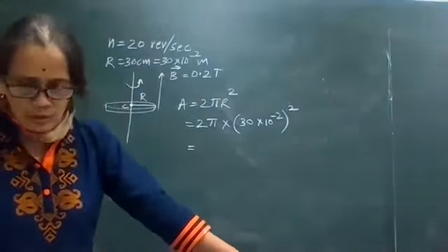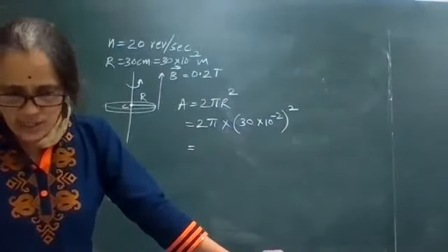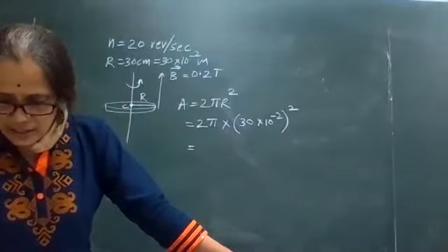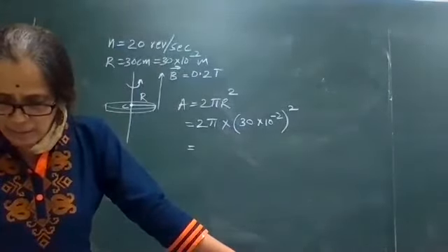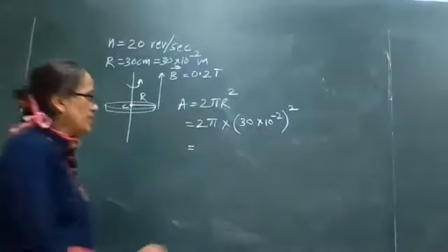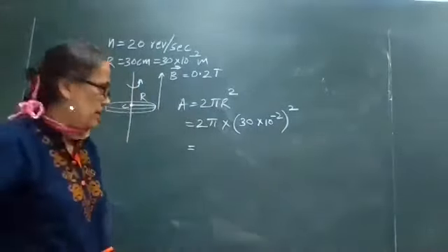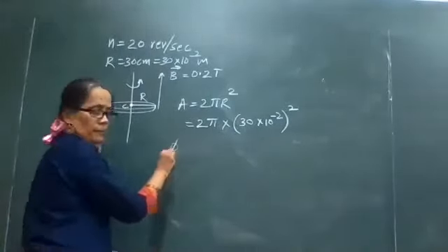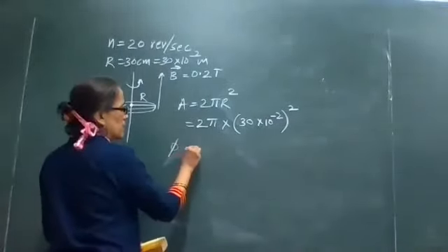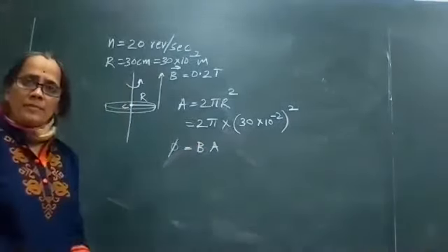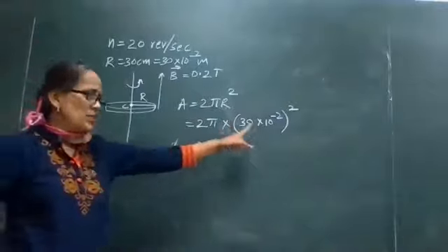Fine? Okay. Next. What is the next thing given? You are given the flux cut per second by the radius of the disc. You have to find out the flux cut. So I'll say that the flux is phi, and its formula is phi equals B into A. Already this is your area.